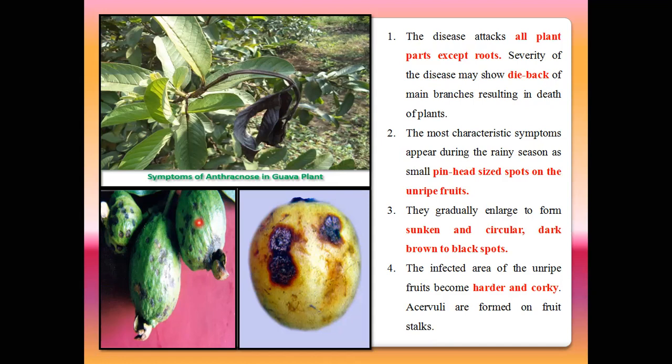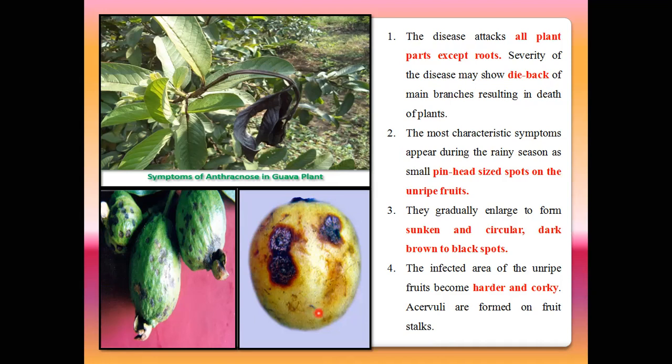These pinhead-size dark brown to black lesions are generally seen on unripe fruits. These spots enlarge and form sunken, circular black lesions. You can see these sunken spots. These sunken dark brown to black lesions generally develop on the unripe fruits and also on the ripe fruits.